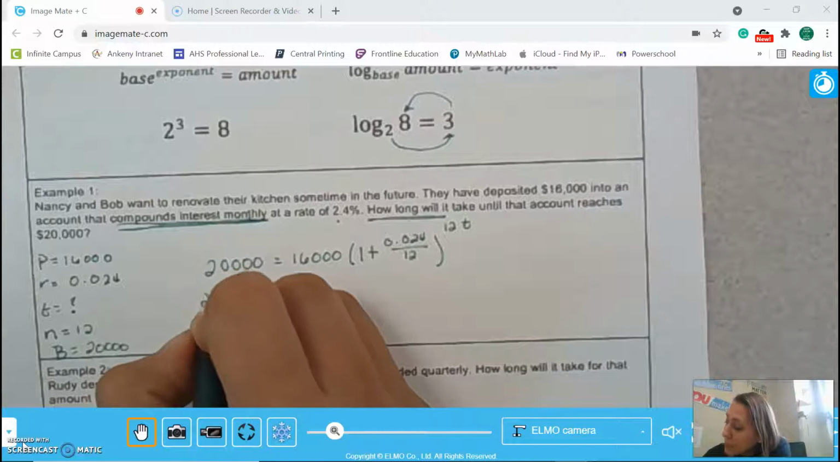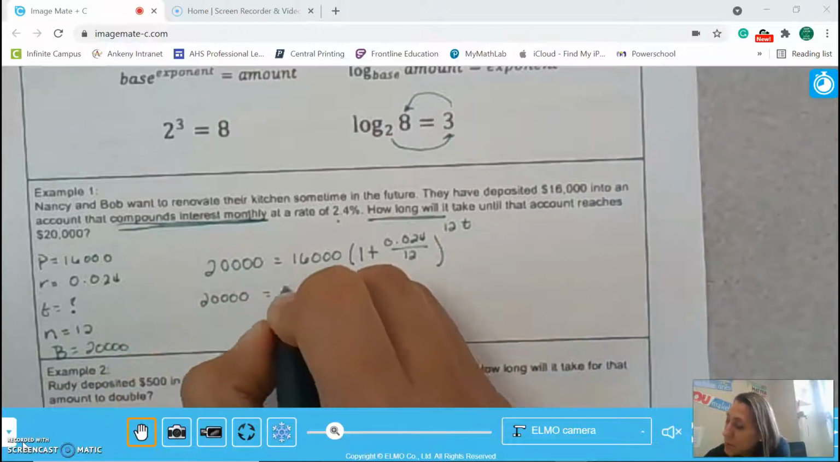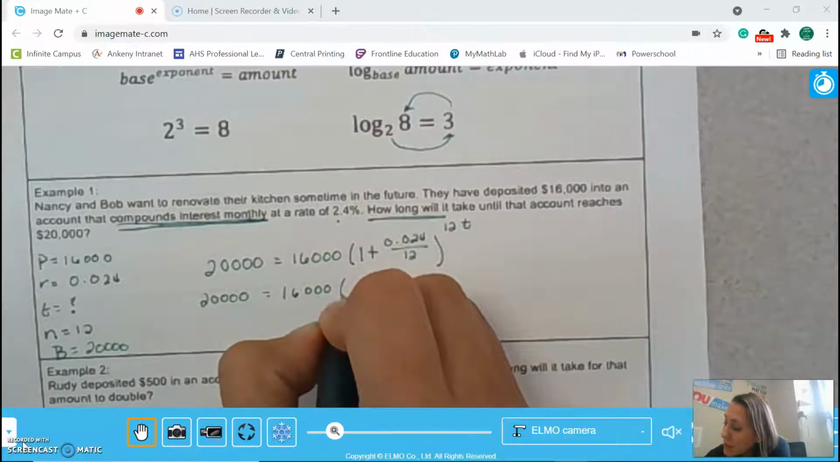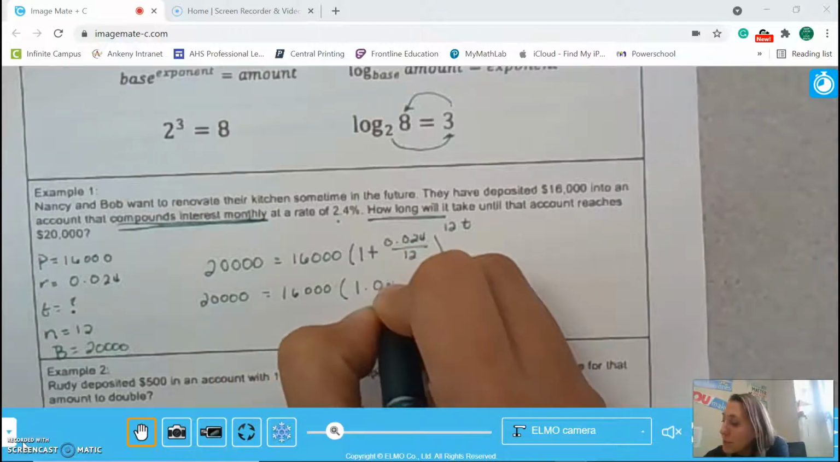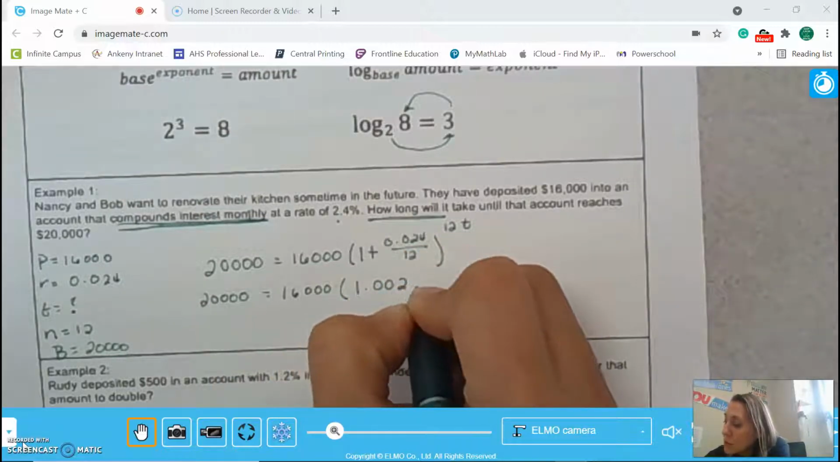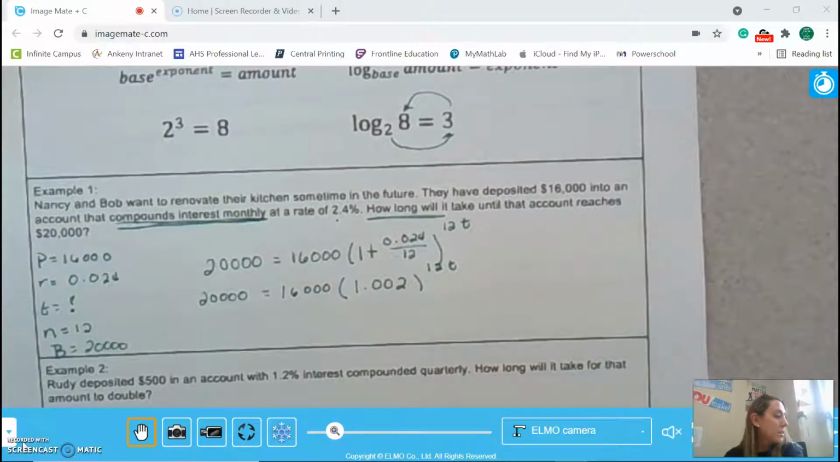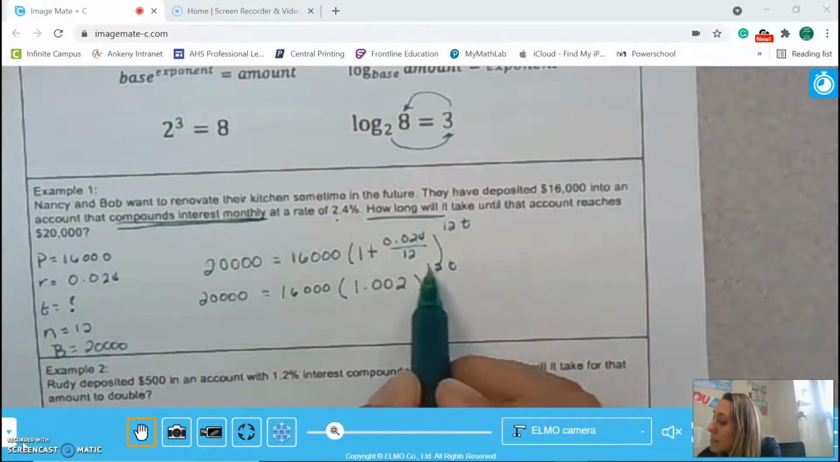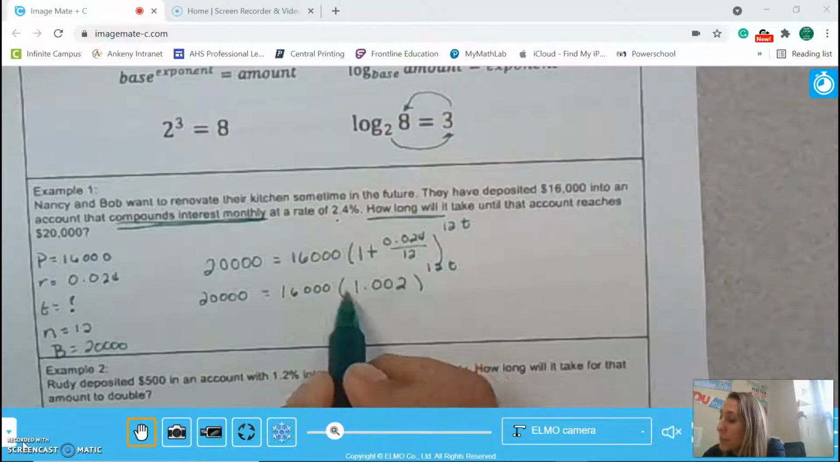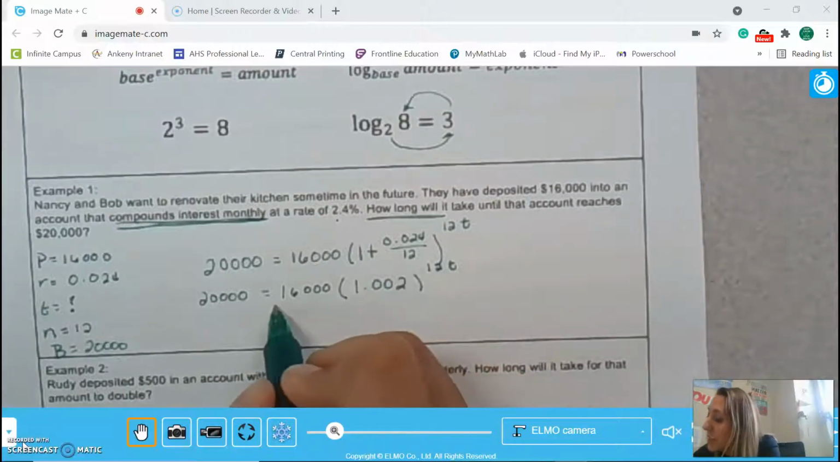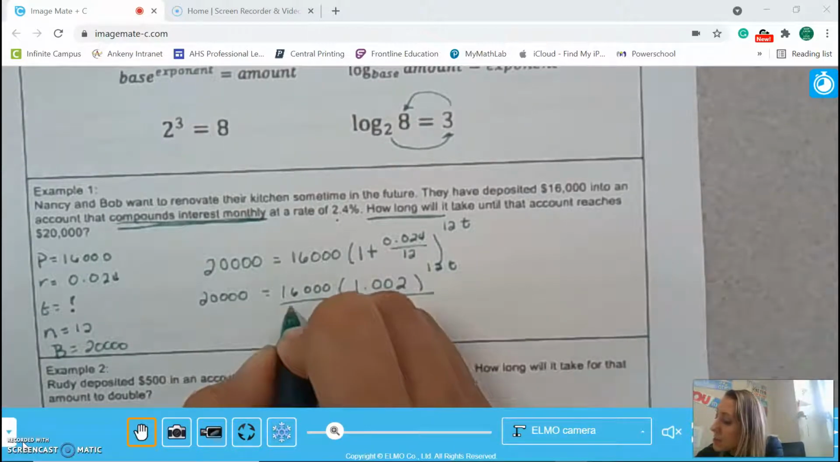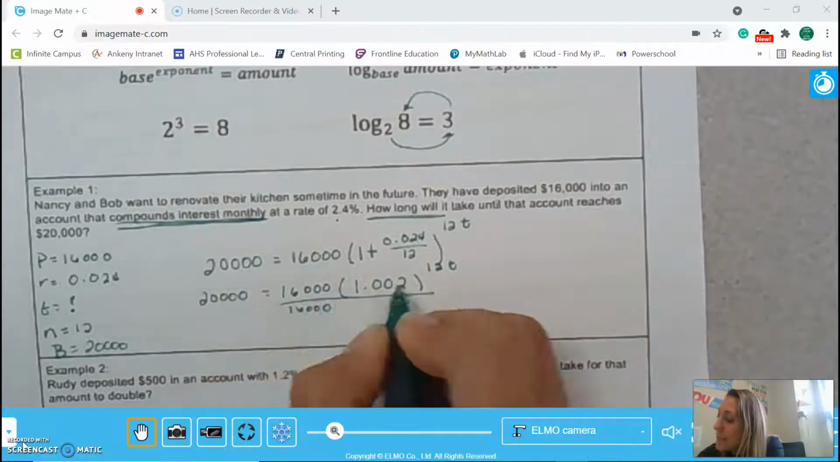So we're going to end up with 20,000 is equal to 16,000 times 1.002 raised to the 12t. I think that's what it is. I didn't check my calculator. Yeah, that's what it is. Okay, so now we have this number raised to this power. What we want to do is get this whole thing by itself. To do that, we're going to divide by 16,000, because that's how you get it away.